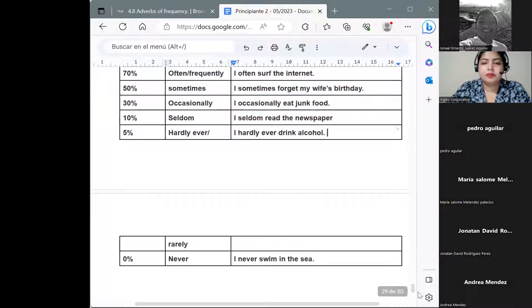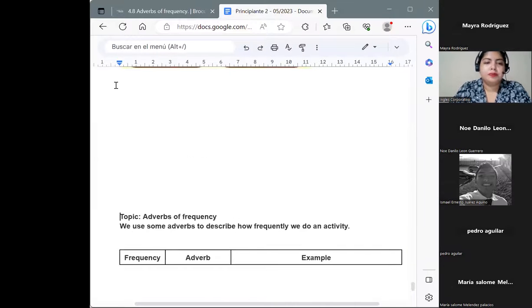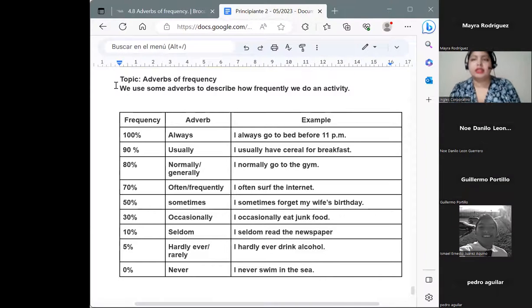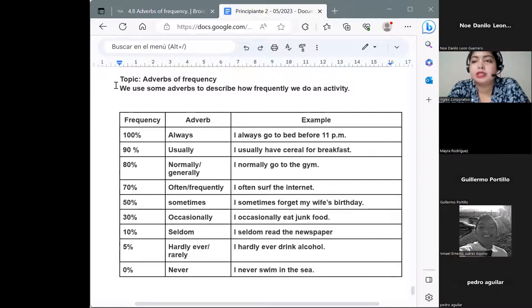Ok, en este caso, voy a mover esta parte hacia la otra página para que se vea el cuadro completo. Así. So, in this case, we have this table in which we have the different adverbs of frequency that we can use to express or to explain how frequently we do an activity. In this case, I can explain my schedule like this. Tenemos diferentes palabras con diferentes porcentajes y esta palabra la puedo utilizar para expresar con qué frecuencia yo realizo una acción en mi día a día.